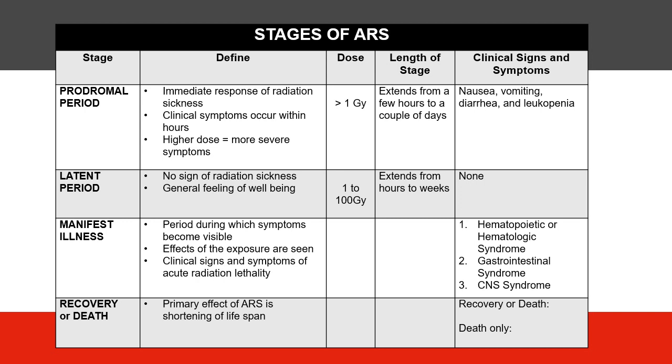Now, the latent period is the next stage that a person undergoes. After the period of initial radiation sickness, called the prodromal period, a period of apparent well-being occurs. This is called the latent period. This latent period extends from hours or less at doses in excess of 10 gray to sometimes weeks at doses that are lower, of 1 to 5 gray.